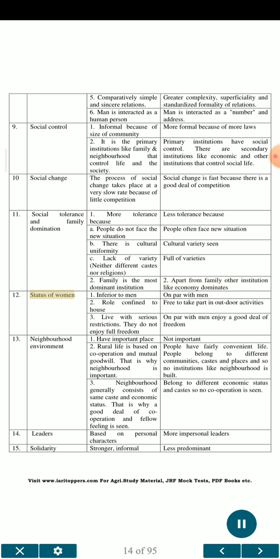12. Status of women. 1. In rural areas, women are inferior to men; in urban areas, they are on par with men. 2. In rural areas, their role is confined to the house; in urban areas, they are free to take part in outdoor activities. 3. In rural areas, they live with serious restrictions and do not enjoy full freedom; in urban areas, they are on par with men and enjoy a good deal of freedom.